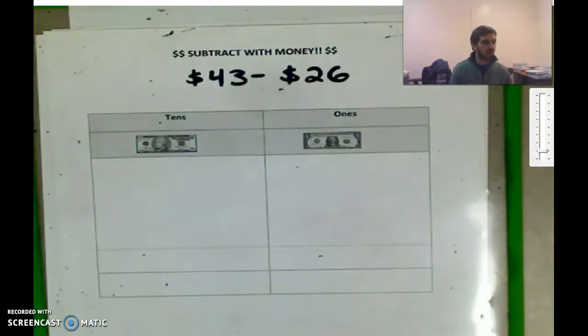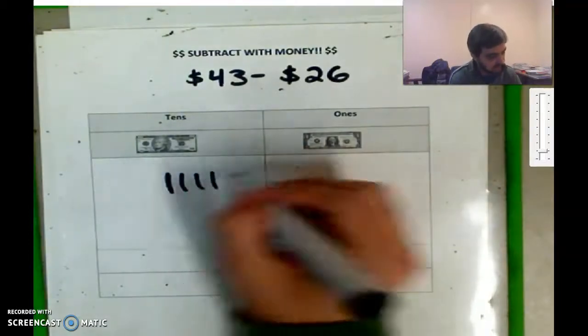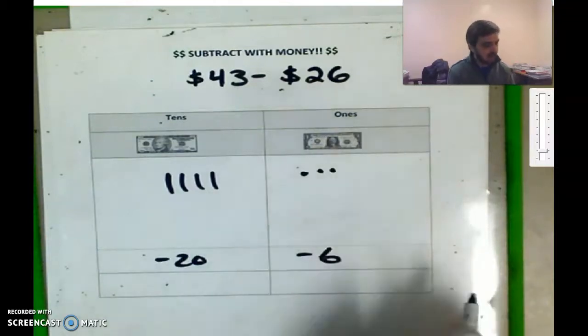All right, boys and girls, so please try this problem. Try it the way I showed you with the money. You know, the way we've been doing it, right? 10, 20, 30, 40, 1, 2, 3. Looks like this. The way we've been doing it, right?